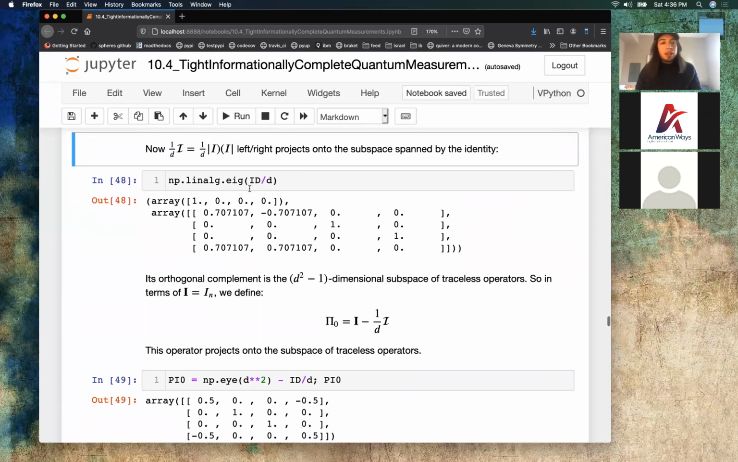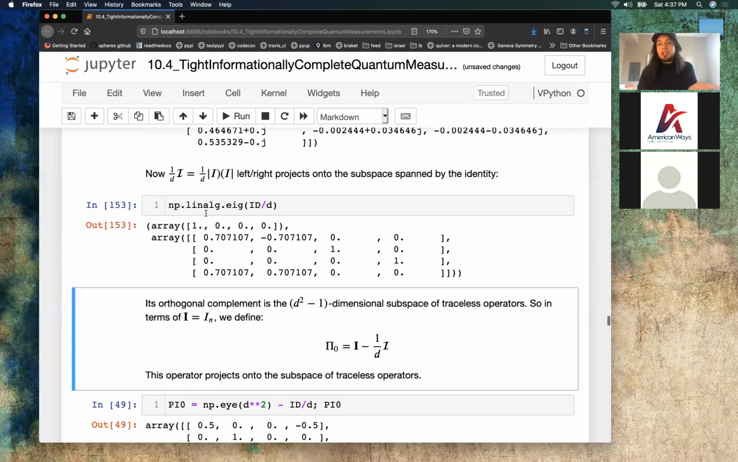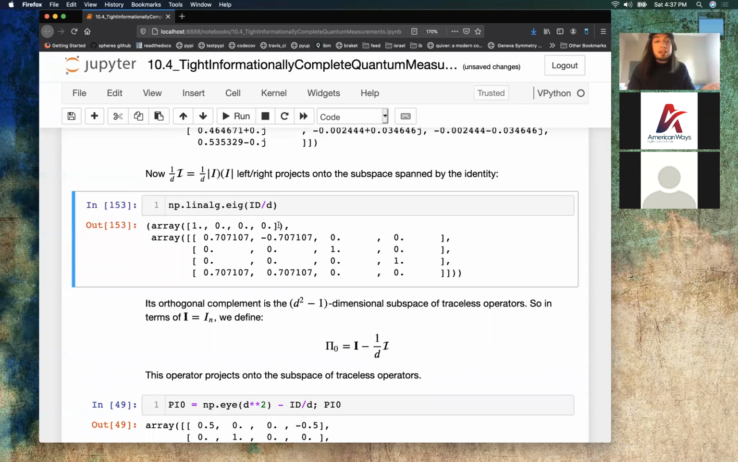So if we think about this identity superoperator here, which, as I say, is just the outer product of the vectorized version of the identity with itself, and you look at its eigenvalues and eigenvectors, what does it do? It left-right projects onto the subspace spanned by the identity. In other words, eigenvalues all 0 except 1, and that corresponds to this column here. If you took that column and reshaped it into a matrix, that's just the identity matrix, up to normalization: 1, 0, 0, 1.